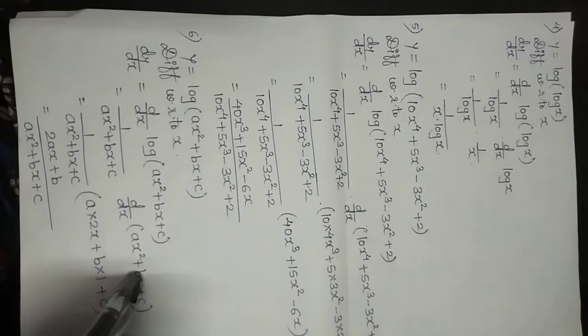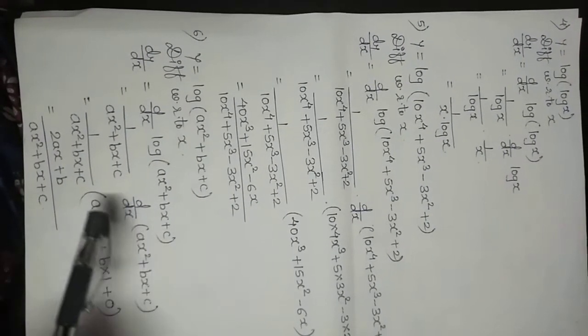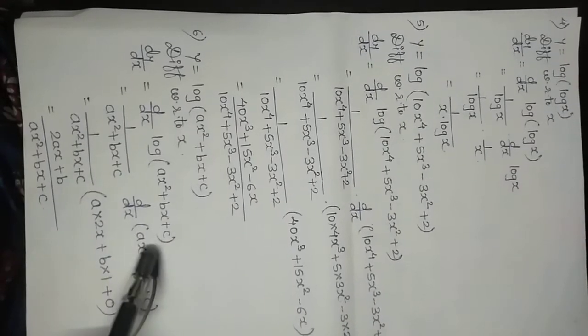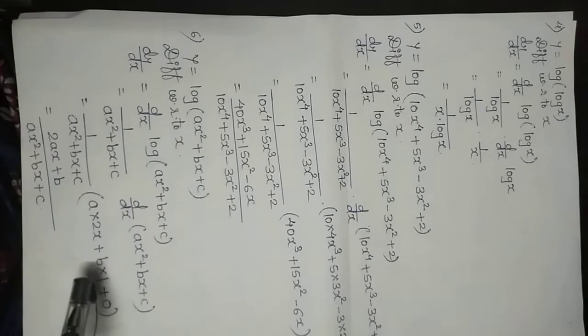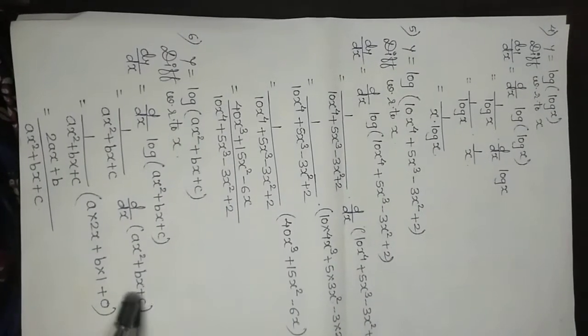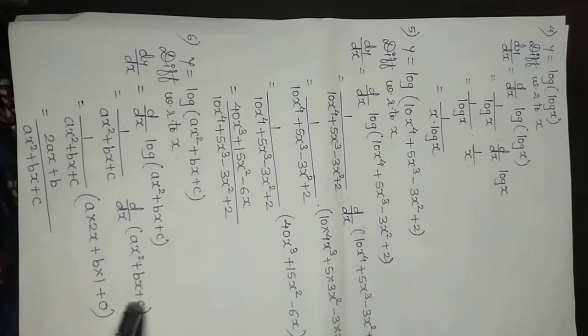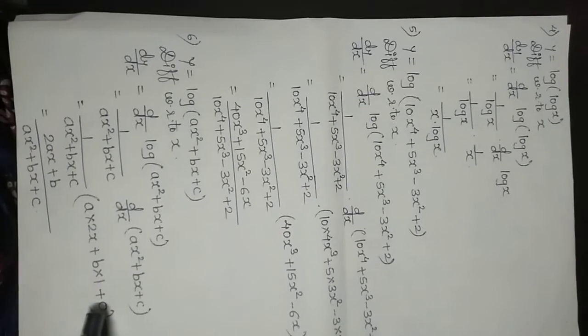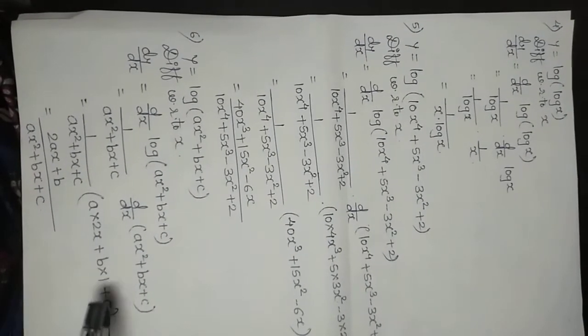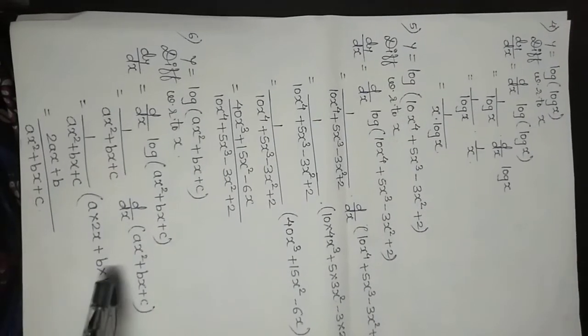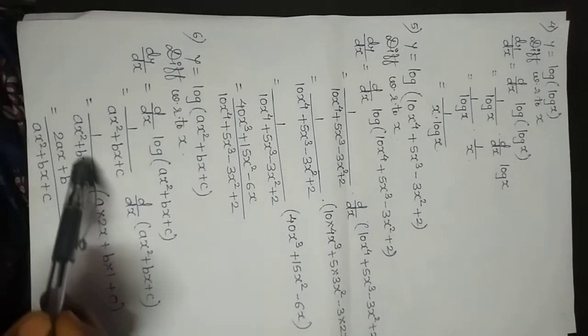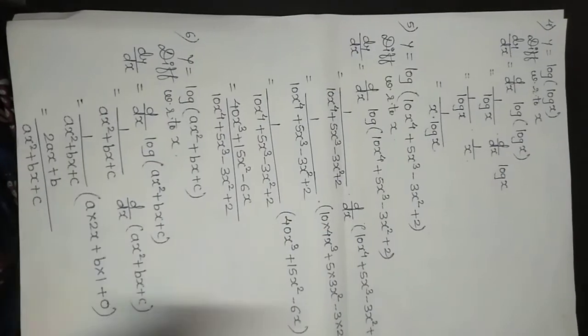the derivative of that term. The derivative of this will be a as it is, x square derivative is 2x, plus b as it is, derivative of x is 1, and as c is a constant, no x term is present, so the derivative of c is 0. So while simplifying this, we will get 2ax plus b. That term we can write in the numerator. So our final answer will be this.